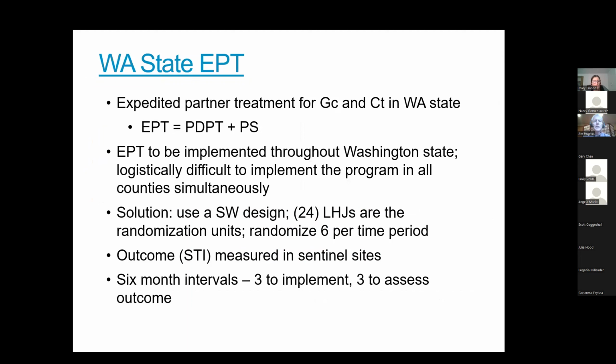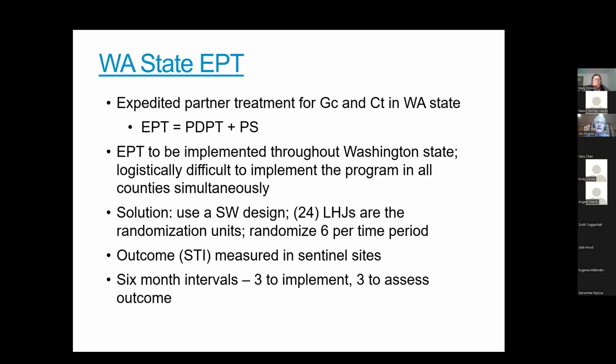Okay, so what I want to do now is talk about my experience with one stepped wedge trial I was involved with. It's the Washington State Expedited Partner Treatment Trial. Expedited partner treatment was essentially a way of dealing with cases, meant to reduce incidence of gonorrhea and chlamydia, bacterial sexually transmitted infections in Washington State.